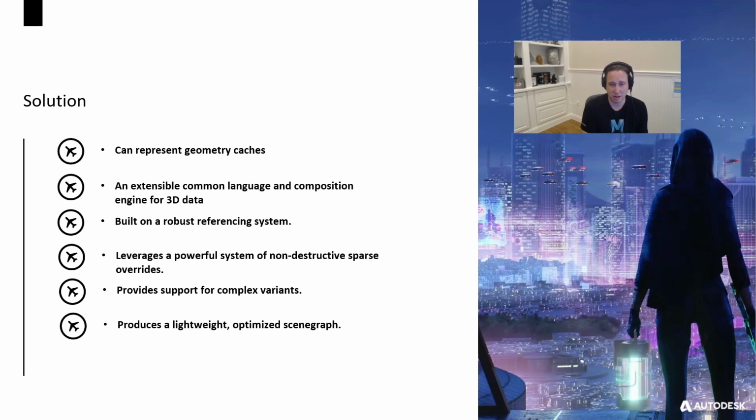USD composes these arcs to produce a lightweight, highly optimized scene graph. A studio can actually reduce a lot of the complexity of their pipeline code base by delegating some of that logic to USD itself. And finally, USD ships with Hydra, which is effectively a translation layer that allows any implemented scene delegate to be rendered by any implemented render delegate.